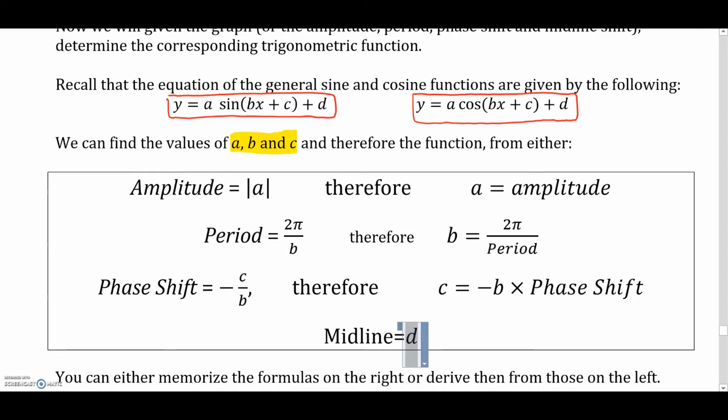If we're told the amplitude, that means that we know the absolute value of a and can determine the value of a. Therefore, a is equal to the amplitude. If we know the period of a function, we know the period is equal to 2 pi divided by b. Therefore, if we know the period, we can calculate the value of b by using the formula 2 pi divided by the period. If our period is given to us in degrees, we would calculate b as being equal to 360 degrees divided by the period.